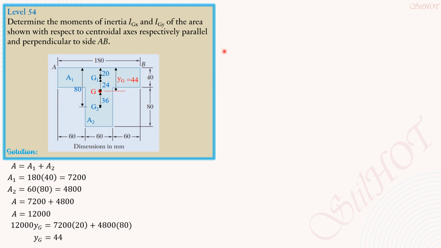So IGX, moment of inertia with respect to this axis here, is IG of area 1, IGX of area 1, which is base height cube over 12 plus area 1 times distance square, which is 24 square. So IGX equals 180 times 40 cube over 12 plus area 1, 7200 times 24 square. So the moment of inertia of this area 1 with respect to the centroidal x-axis is base height cube over 12. You should know that or remember that. Plus area 7200 times the distance between the axis through G1 and the axis through G, horizontal, and that's 24.